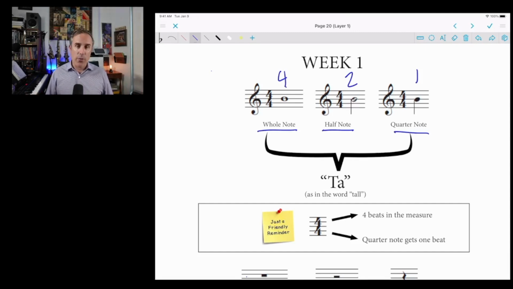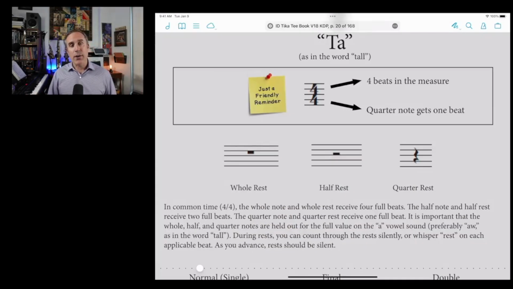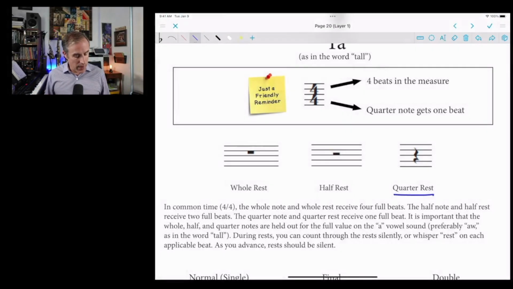and that's the full value of a measure in 4/4 time. The rests that are included in week 1 are the same duration as the notes, except they represent silence. So we have the quarter rest, the half rest, and the whole rest. And just like their partners, the notes, they receive 1 beat, 2 beats for a half rest, and 4 beats, so an entire measure of rest, for a whole rest.